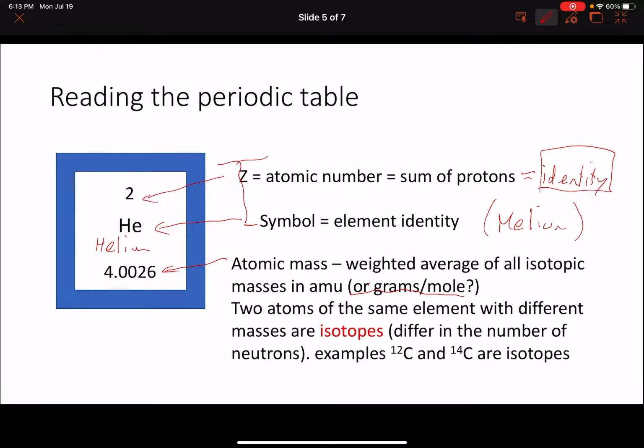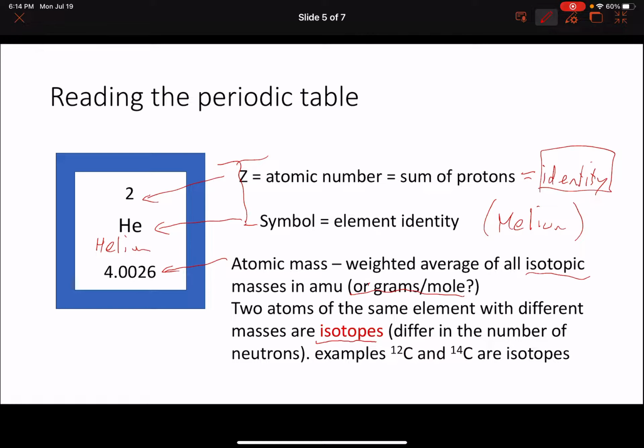And so I need to define what an isotope is, or an isotopic mass. If we have two atoms of the same element, but they have different masses, then since they're the same element, they must have the same number of protons, because the number of protons is identifying information. And so if they have different masses, they're isotopes. That means they differ in the number of neutrons.